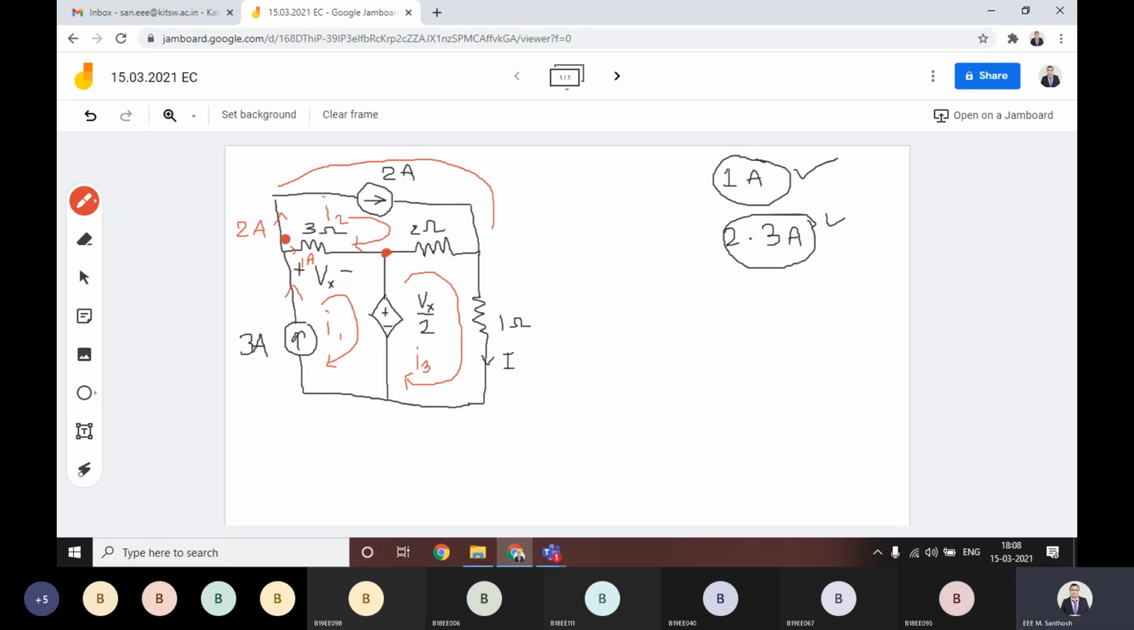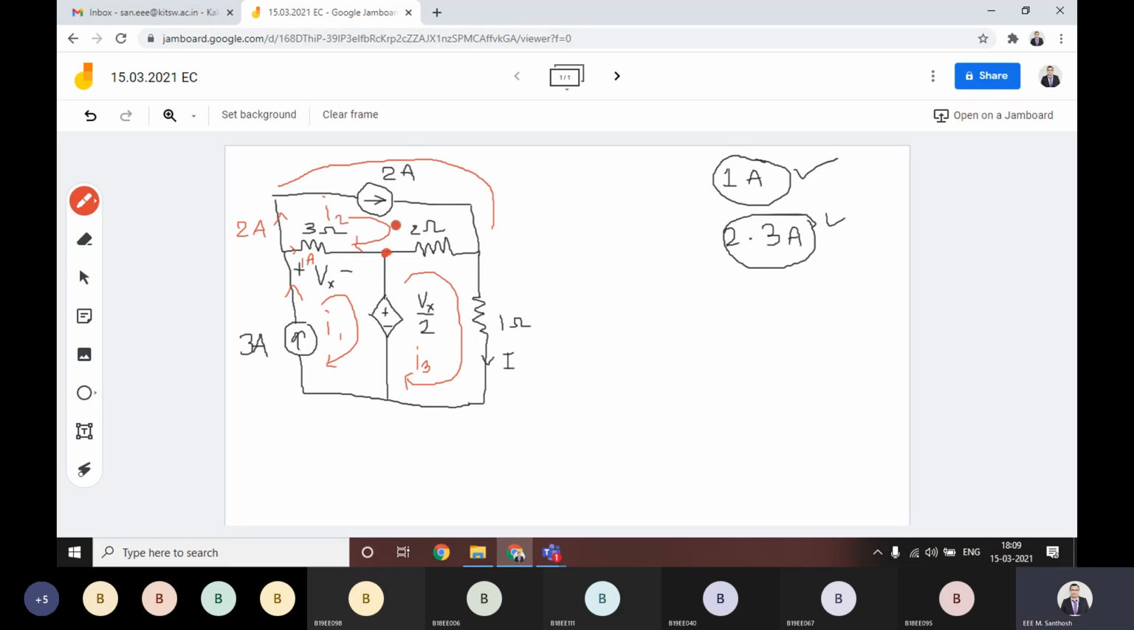Then when you apply KCL, you will come to know what is the current in this loop. Obviously this 1 ampere into 3 ohm, that means the current flowing in this loop is the same, 3 amperes. The source is directly connected, so you can tell I1 is equal to 3 amperes. Okay, I1 is equal to 3 amperes.